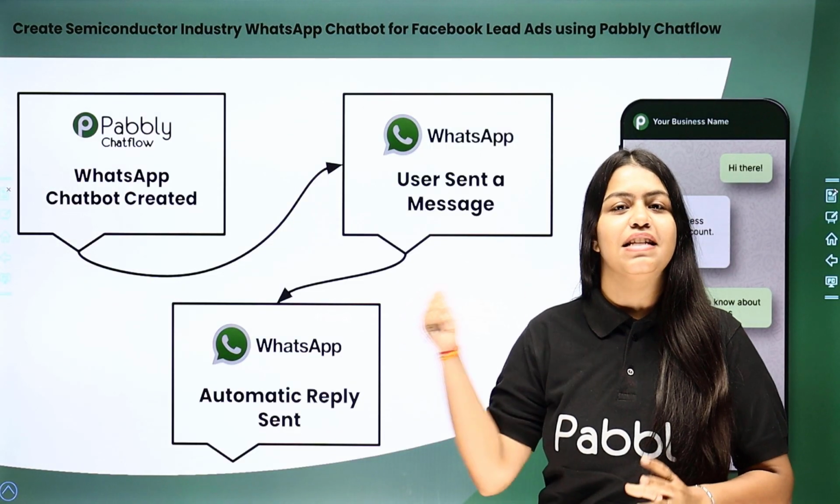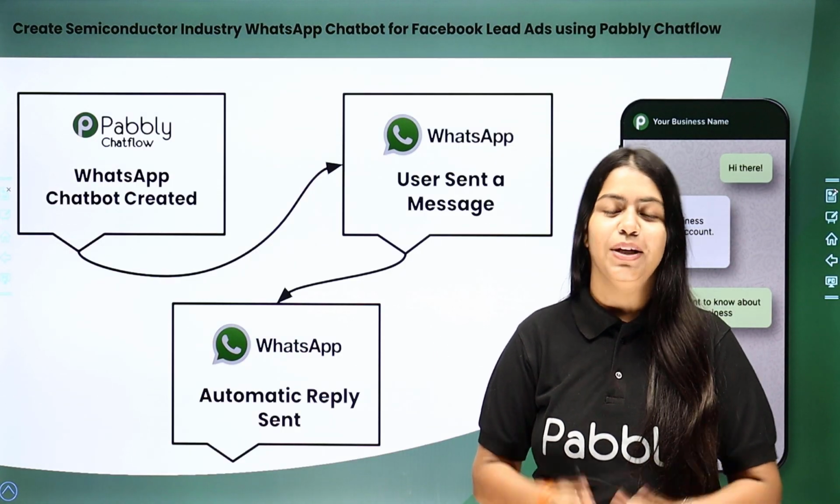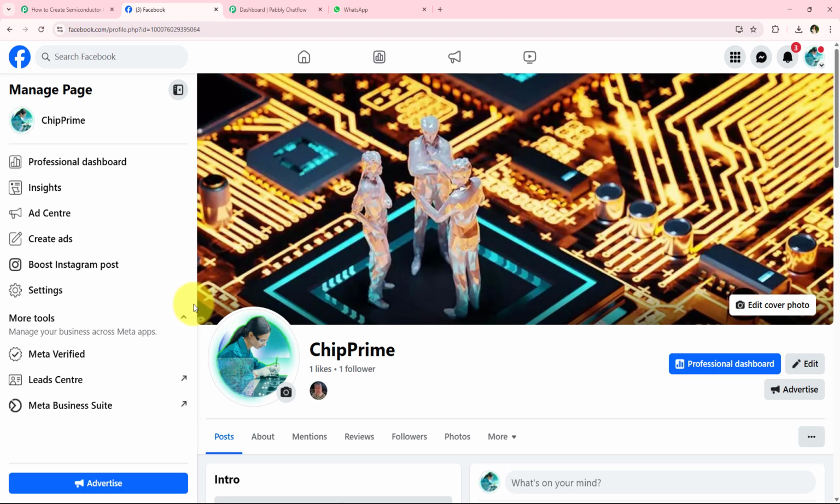So if you also want to create this WhatsApp chatbot for your business and reduce the manual work, then for that you have to come with me towards my screen. Welcome to my screen. So in this video I'll guide you on how to create a WhatsApp chatbot for the semiconductor industry using Pabbly Chatflow, specifically for your leads coming from Facebook lead ads. So as you know, whenever we fill in a lead gen form on Facebook lead ads, automatically a WhatsApp message is received. So no one is typing all these WhatsApp messages on the back end, they are all automated. And yes, today we are going to set this up for our business too.